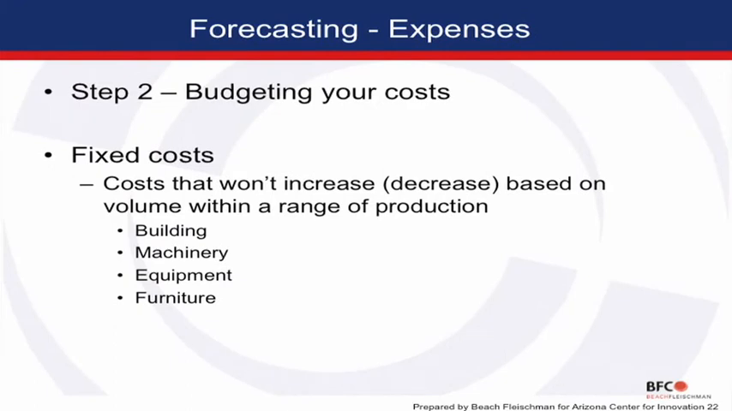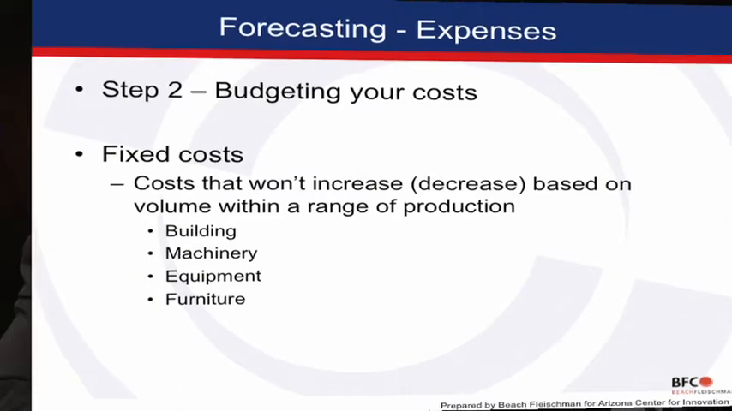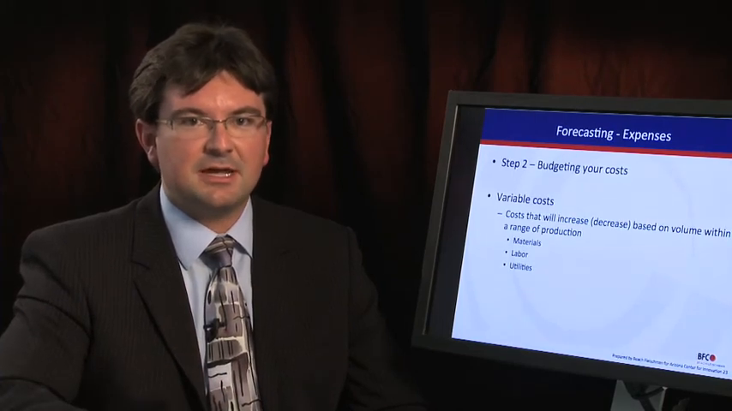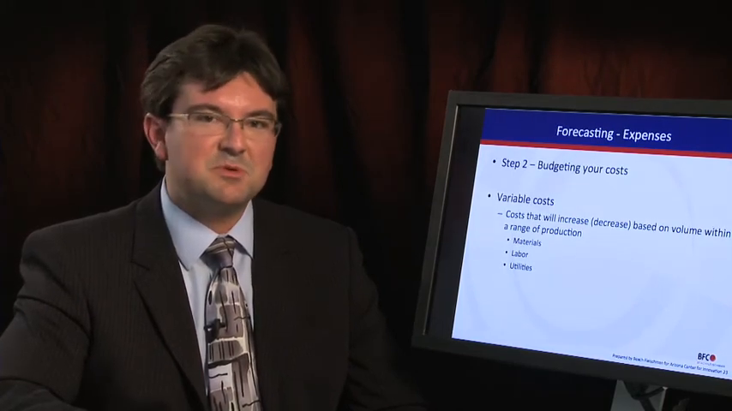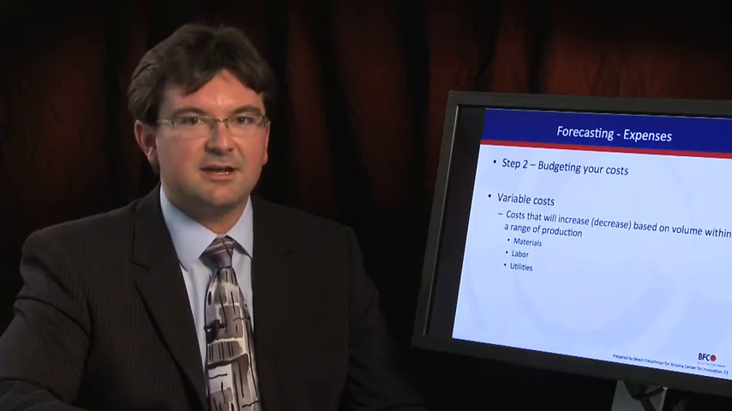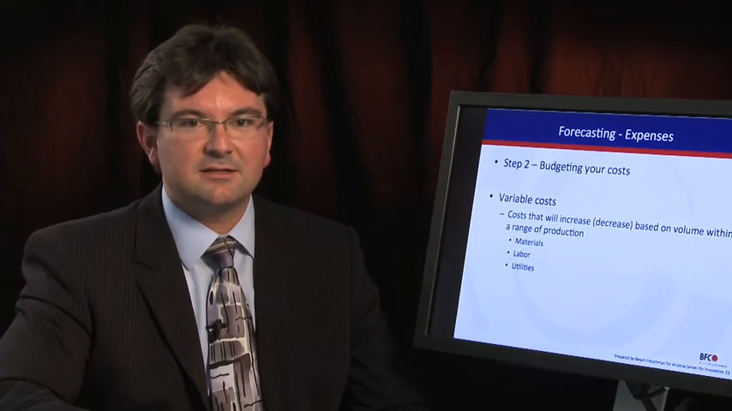Now that we've talked about all these costs that you're going to incur, they really boil down and fall into two buckets: fixed costs and variable costs. Fixed costs are the costs that won't increase or decrease within the range of volume. Things like your building, the machinery and equipment that you have, your furniture. Variable costs, on the other hand, will increase or decrease within a range of production. These are the direct materials and the labor hours that are being spent, the utility to have the lights on as you build your product.